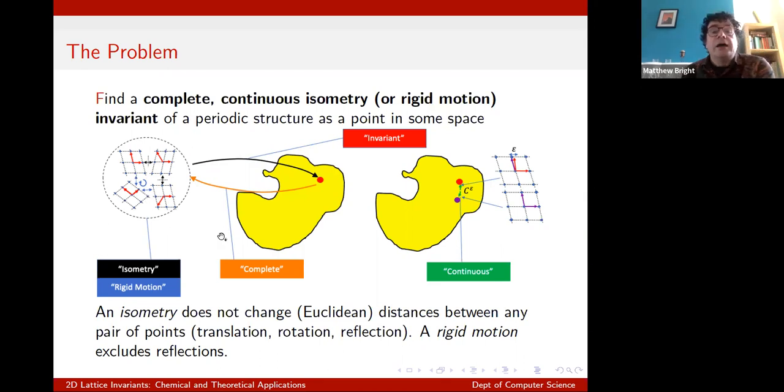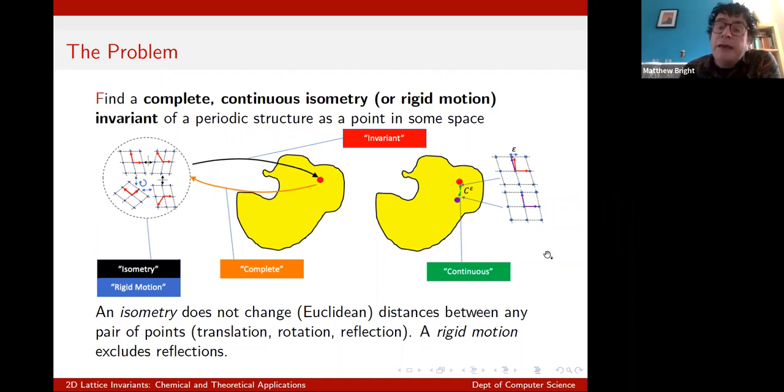And by complete, we can unpack that to mean that we want to be able to go both ways. So we want to make sure that we can uniquely unpack a unique periodic structure from a point in that space. We can write this down in notation, but visually that's what we mean.